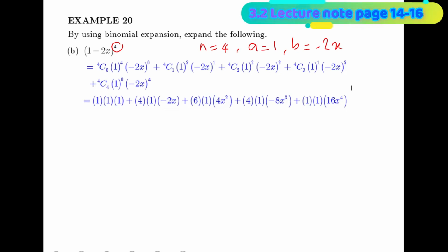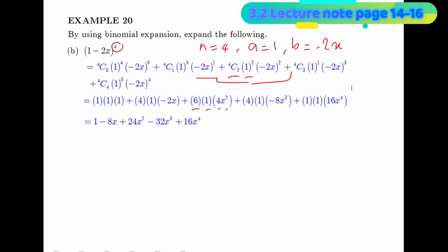Carefully calculate means, for example, I take the third term here. We have 4C2 equals 6, 1 squared equals 1, and for the term in the bracket, you have to expand minus 2 to the power 2, which is 4, and then x to the power 2, which is x squared. Now calculating each coefficient carefully again, we'll get 1 minus 8x plus 24x squared minus 32x cubed plus 16x to the power 4.